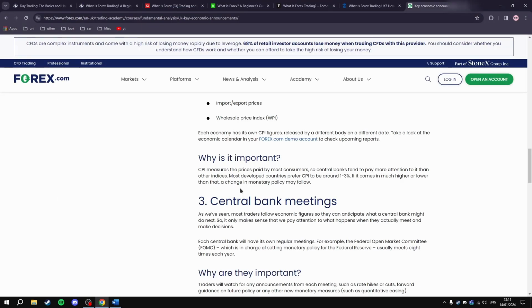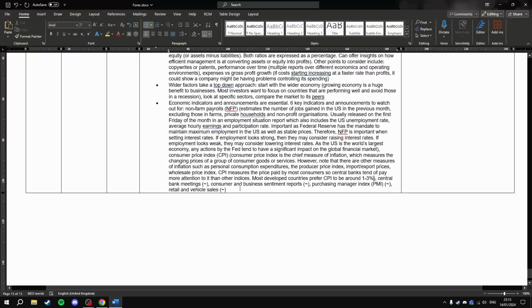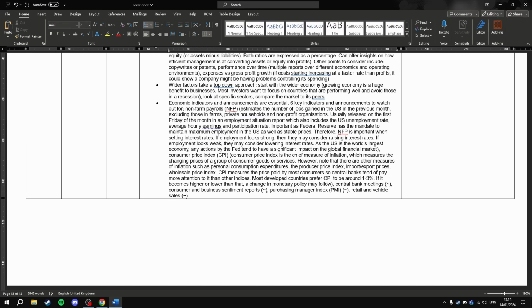If it comes in much higher or lower than that, a change in monetary policy may follow.